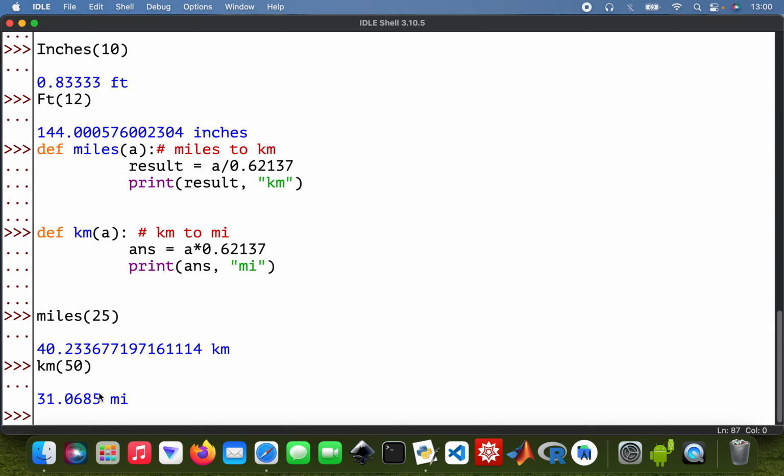So it's just creating your functions to do unit conversions.